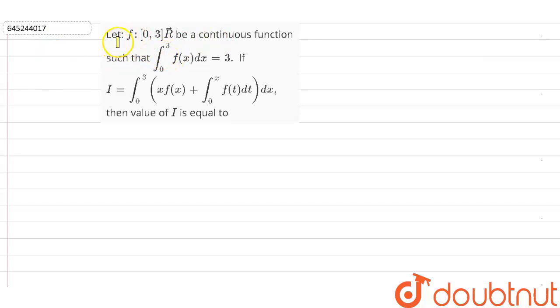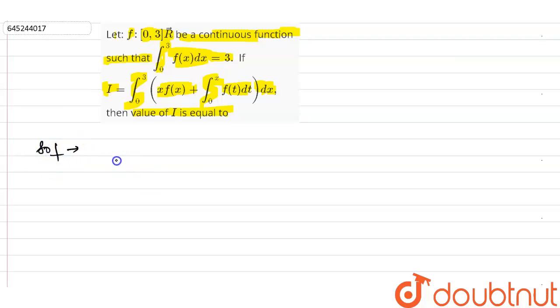Hello everyone. So here we have a question. Let f from 0 to 3 be a continuous function such that the integral from 0 to 3 of f(x) dx equals 3. If I equals the integral from 0 to 3 of [x f(x) + the integral from 0 to x of f(t) dt] dx, then we have to find the value of I. So here I'm going to solve this question.